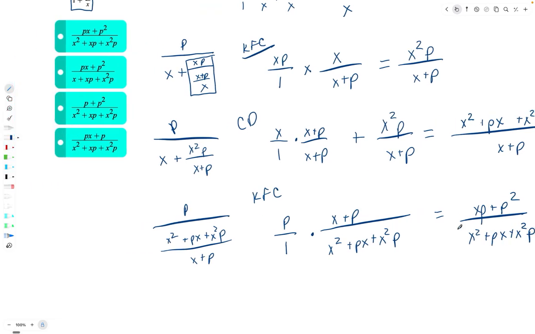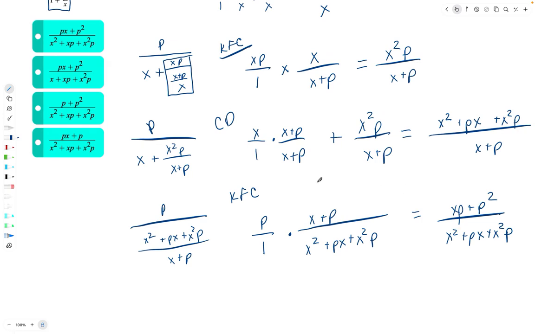Now we just have to look and see which one matches. All right, so we have px plus p squared. That matches the top. And we need the x to be squared. X squared, px, xp, same thing. All right, so it's going to be this one right here.